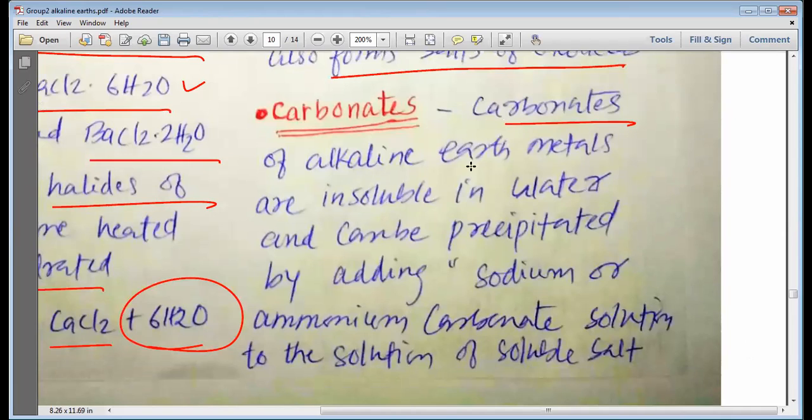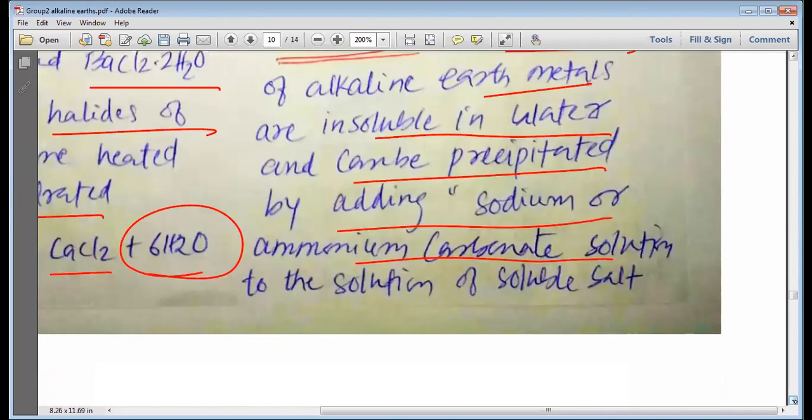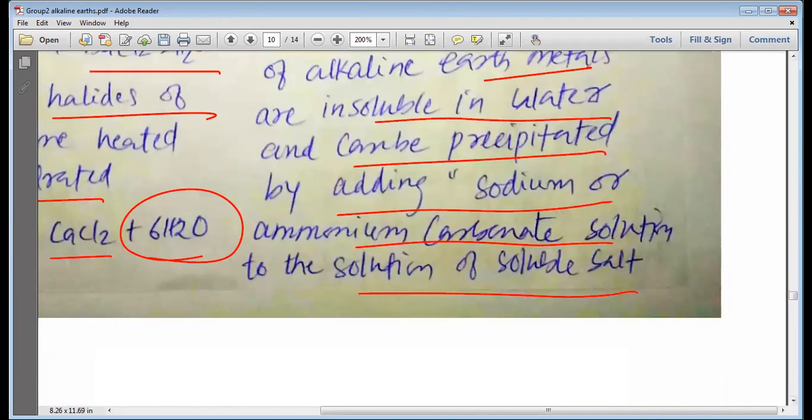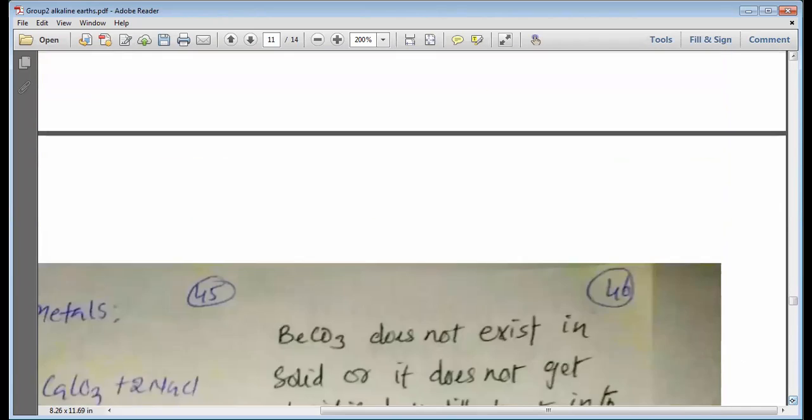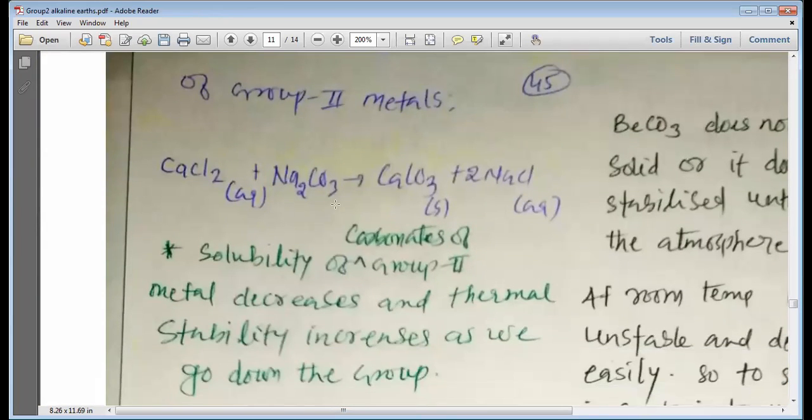The carbonates of alkaline earth metals are insoluble in water and can be prepared by adding sodium or ammonium carbonate solution to the solution of soluble salts. So, my dear students, the carbonates of these group 2 elements are water insoluble, and they can be prepared by adding sodium carbonate to the halides of any of the metals. Here we have taken the example CaCl2. When it reacts with Na2CO3, it gives us CaCO3 and 2NaCl.